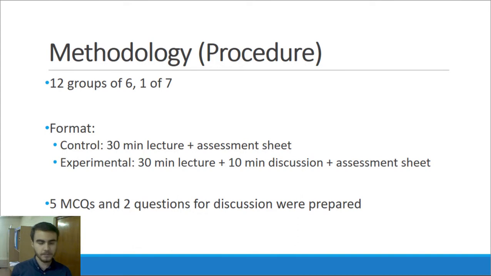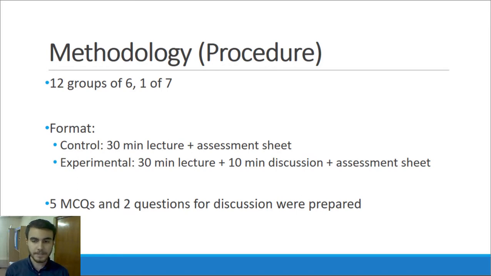The format was as the following. In the control group, we had the students in a 30-minute long lecture, and then we had them fill out the assessment sheet that we had prepared. Now I'm going to show you the picture next. In the experimental group, we had the students undergo a 30-minute lecture, same thing as before, but after that they underwent a 10-minute long discussion, and then they filled out the assessment sheet.